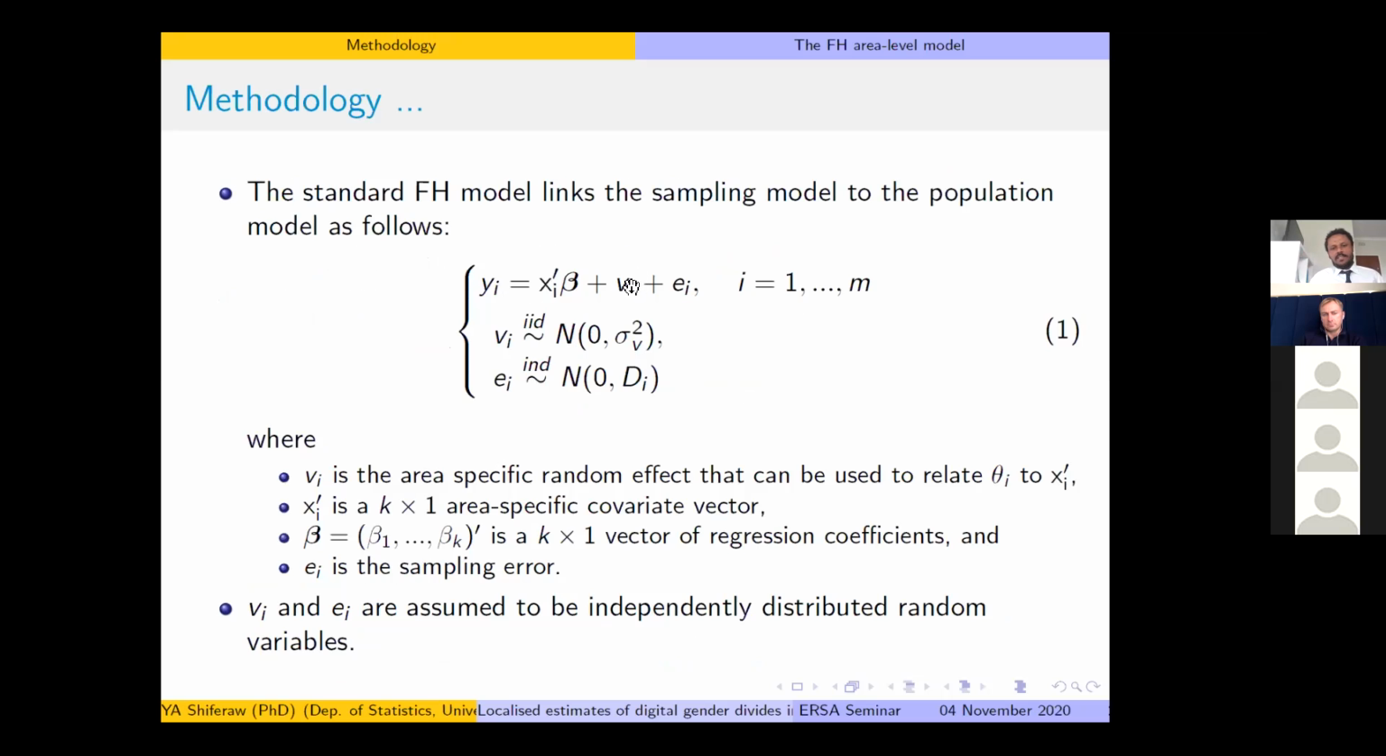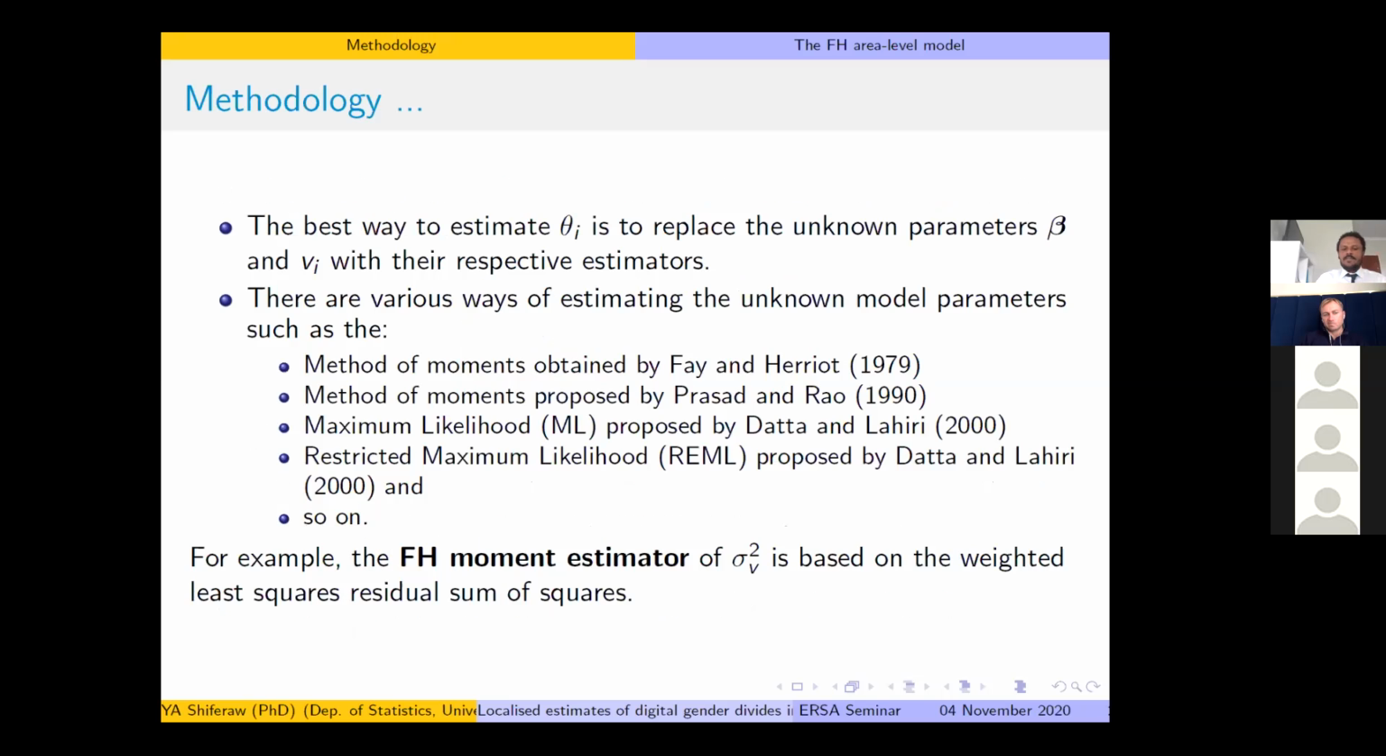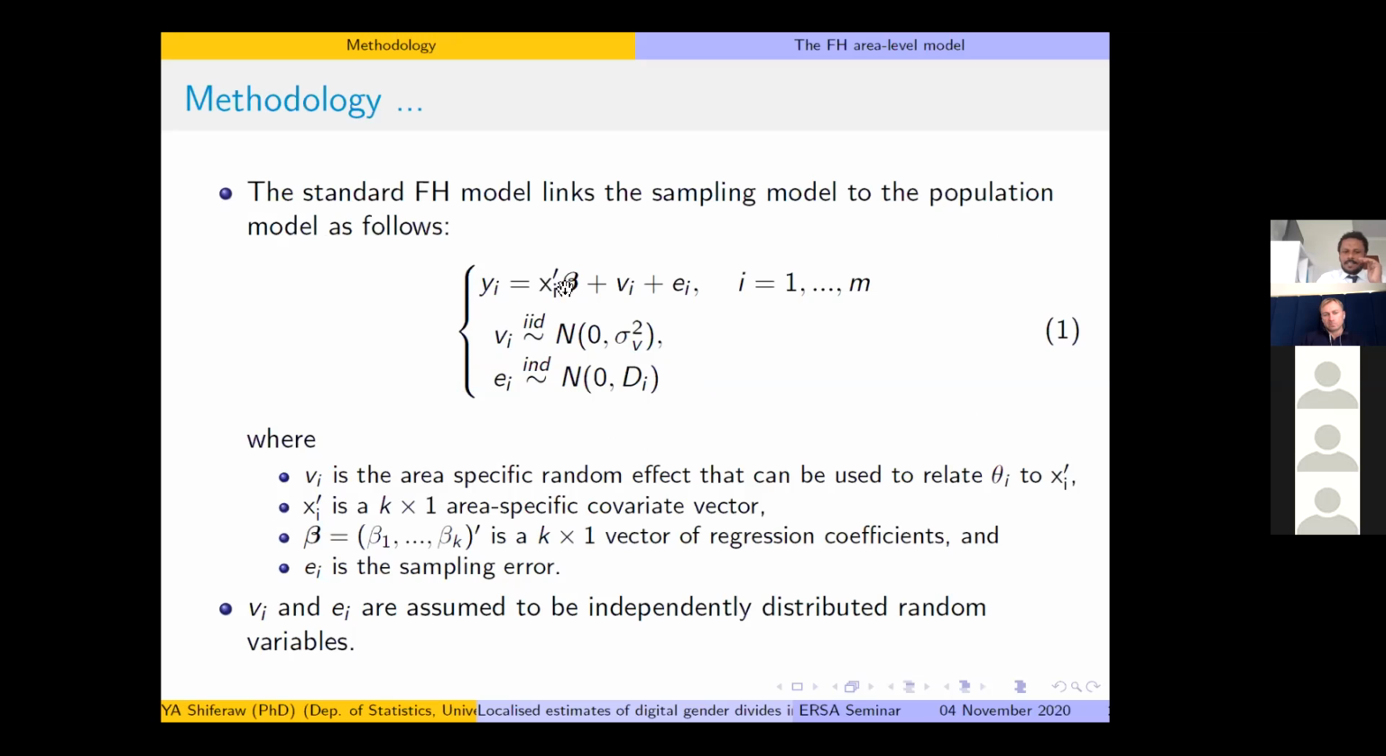This vi, as I say, is a random effect, an area-specific random effect. ei is the sampling error. So this is their assumption as well. And one important assumption to make our life easier is that we're assuming vi and ei are independently distributed random variables. And look here, there is beta. We need to estimate beta, and the variance of vi, sigma square v, should also be estimated. So we have two unknown parameters here.